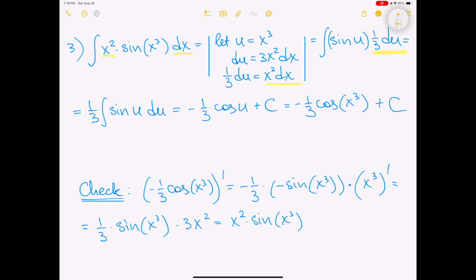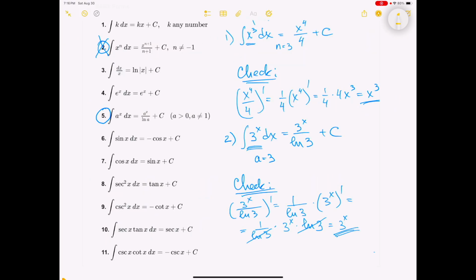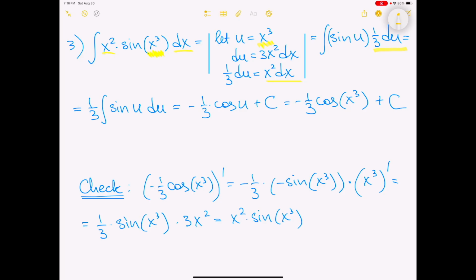Since u is equal to x cubed, I'll replace the argument for the sine with u. This gives me 1/3 sine of u du. Now this new integral is actually a lovely integral. It's listed among the formulas. This is formula number 6. Integral of sine is equal to negative cosine. So since we know the antiderivative, it's equal to negative cosine of u times a constant 1/3.